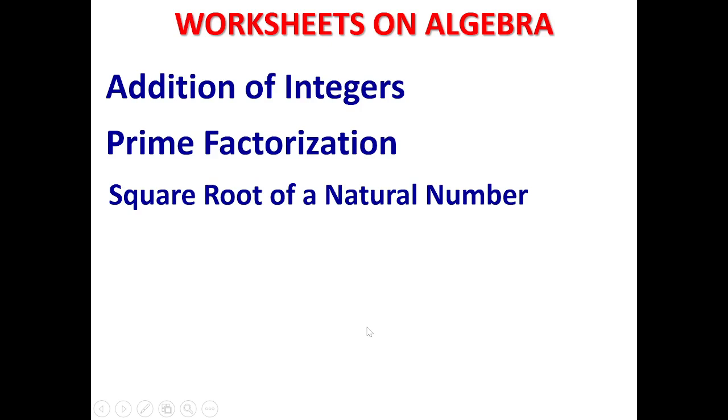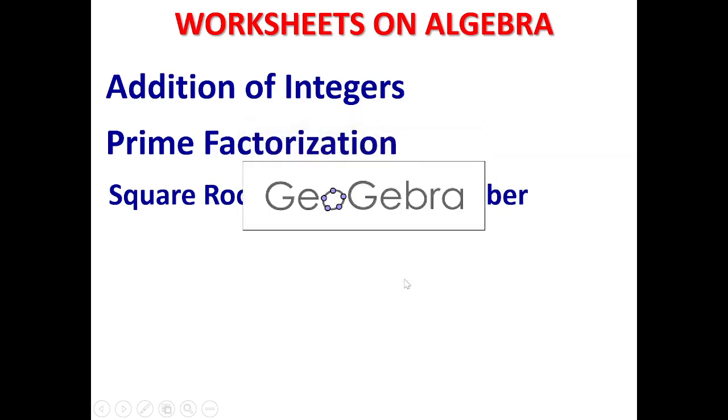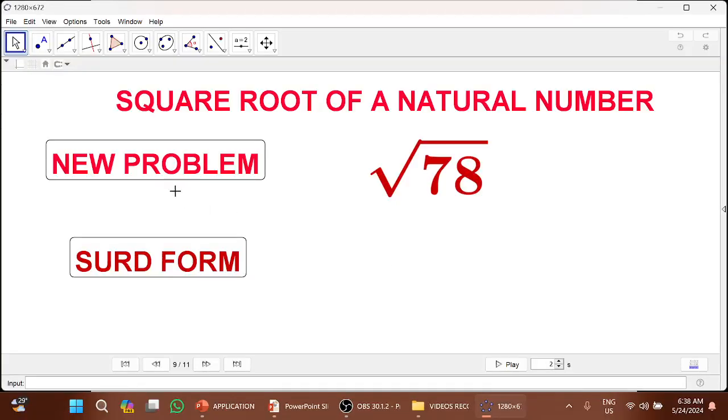Now let me move on to the square root of a natural number. In class, normally we give them a number and ask the child to find the square root. These worksheets give you the square root of a natural number directly. Not only that, you see a new problem. Now in class you can ask them what is the square root of 32? 4 root 2. Now it gives you the third form also.